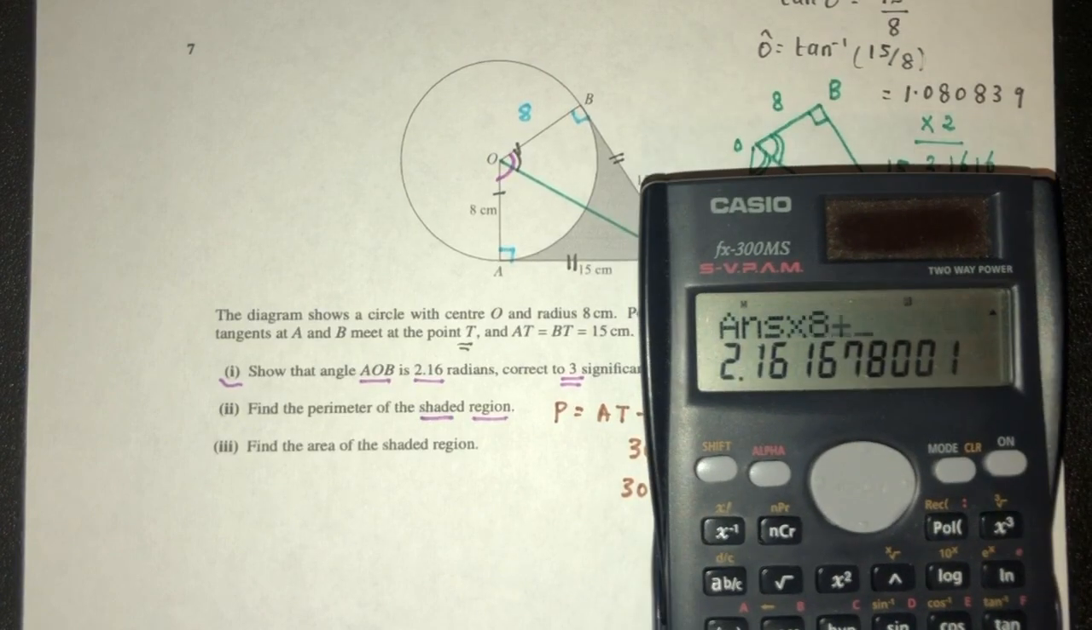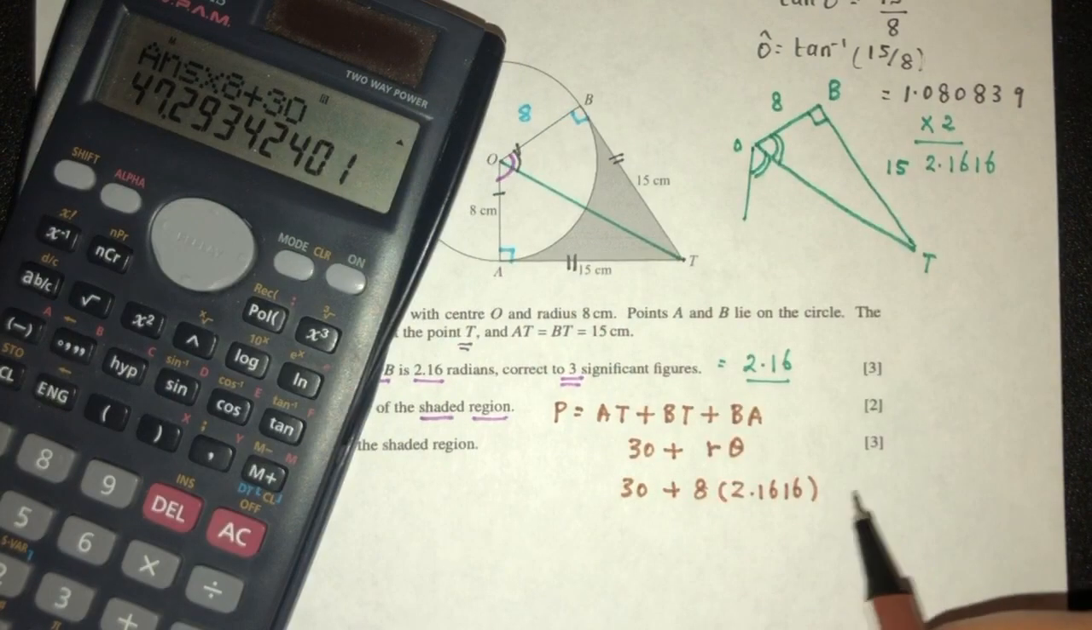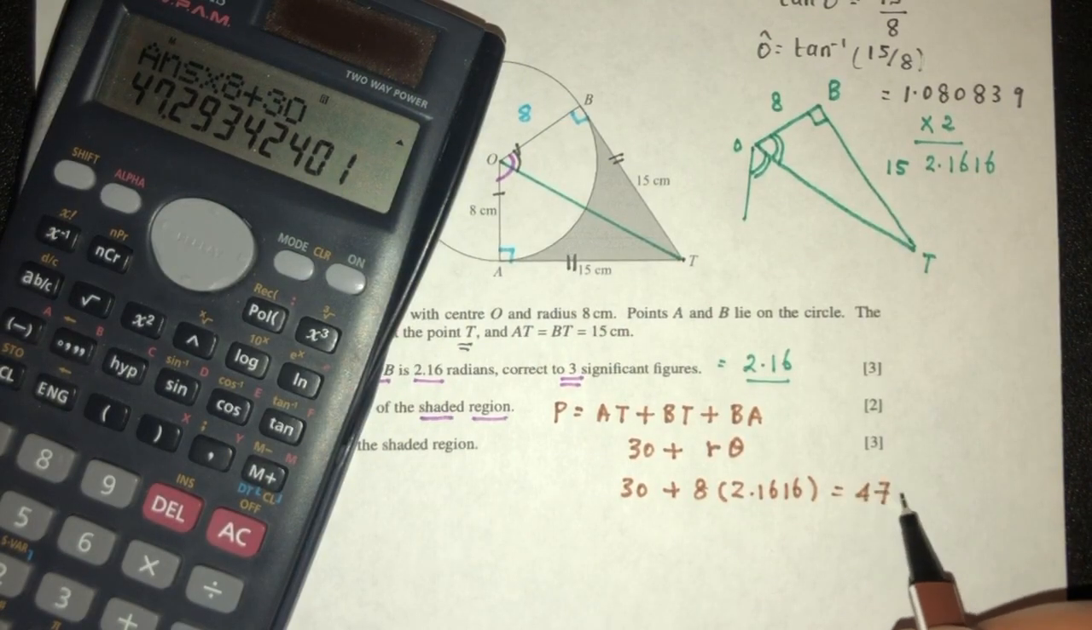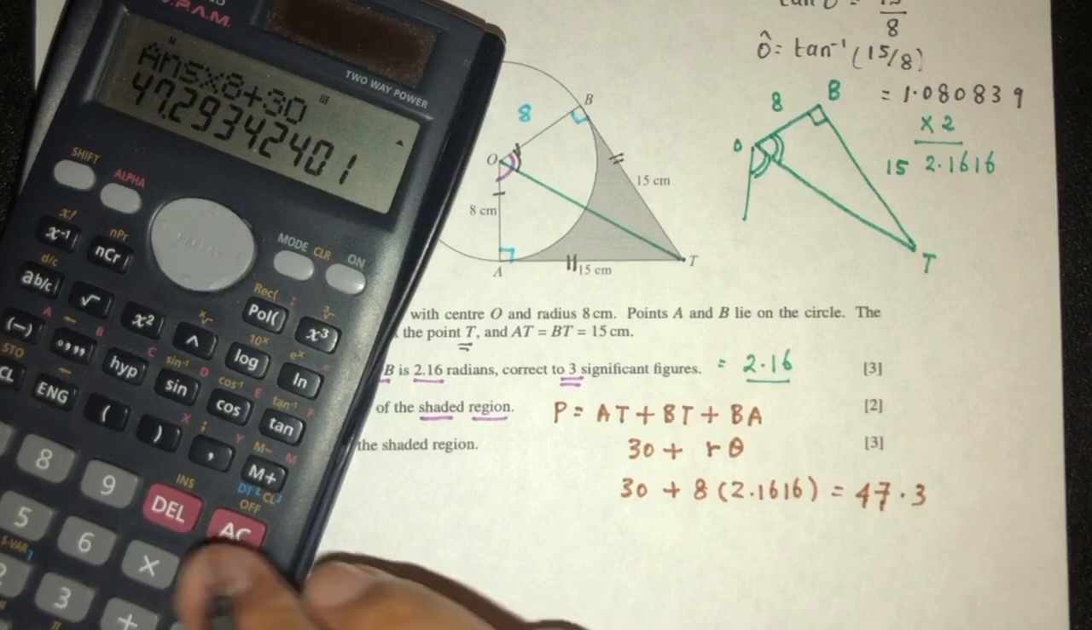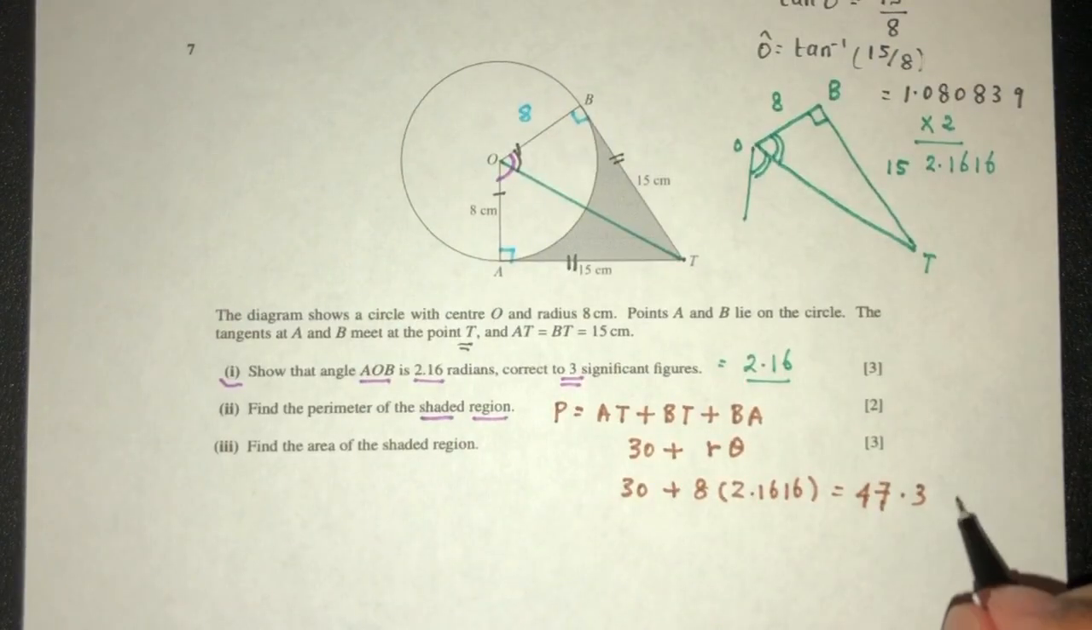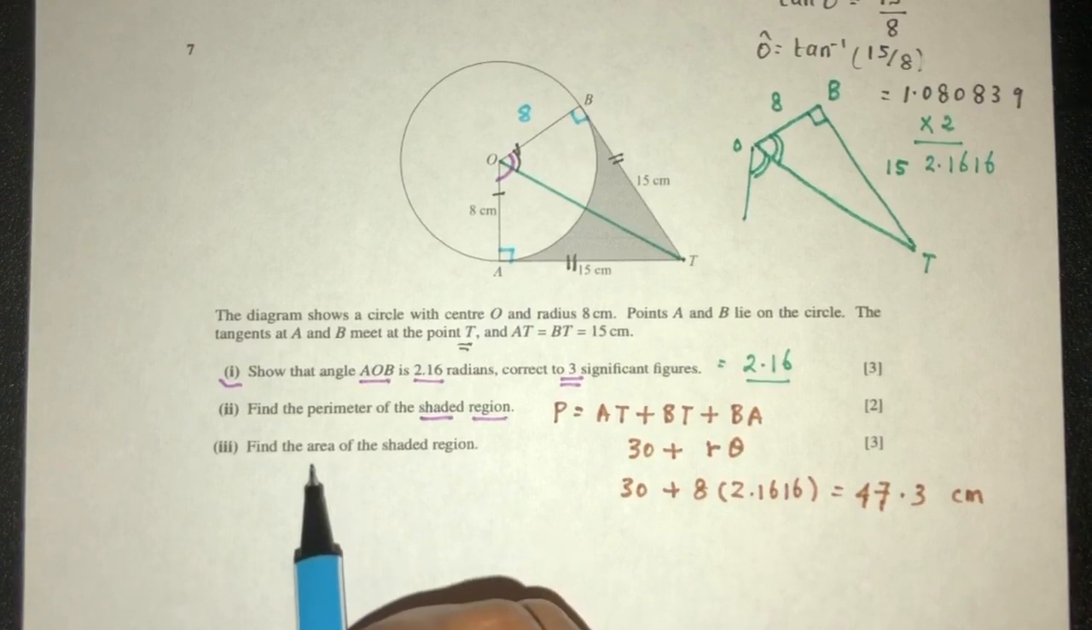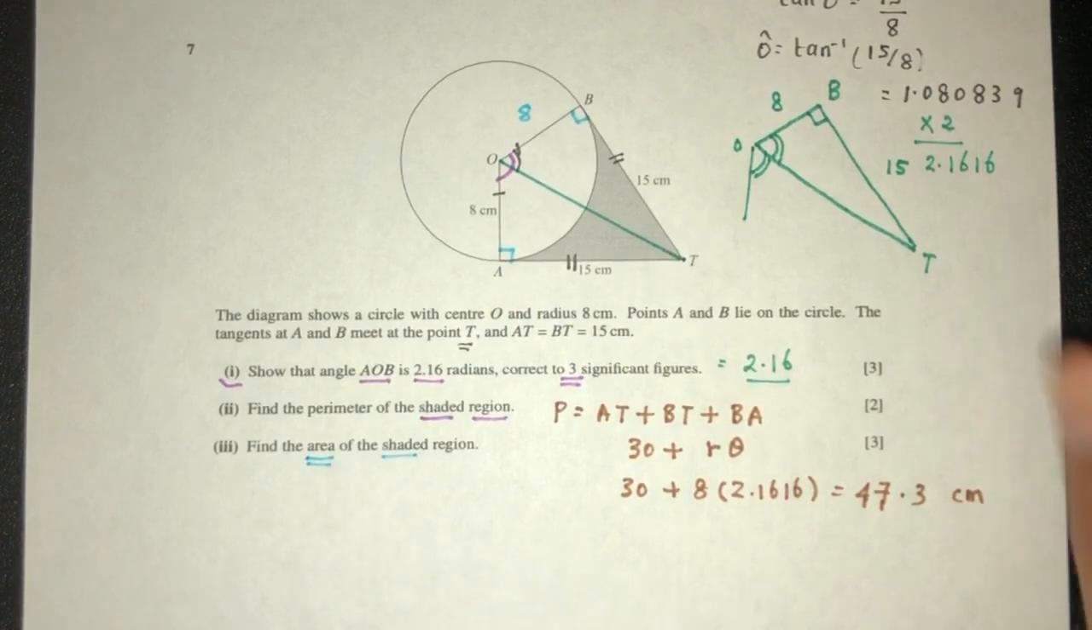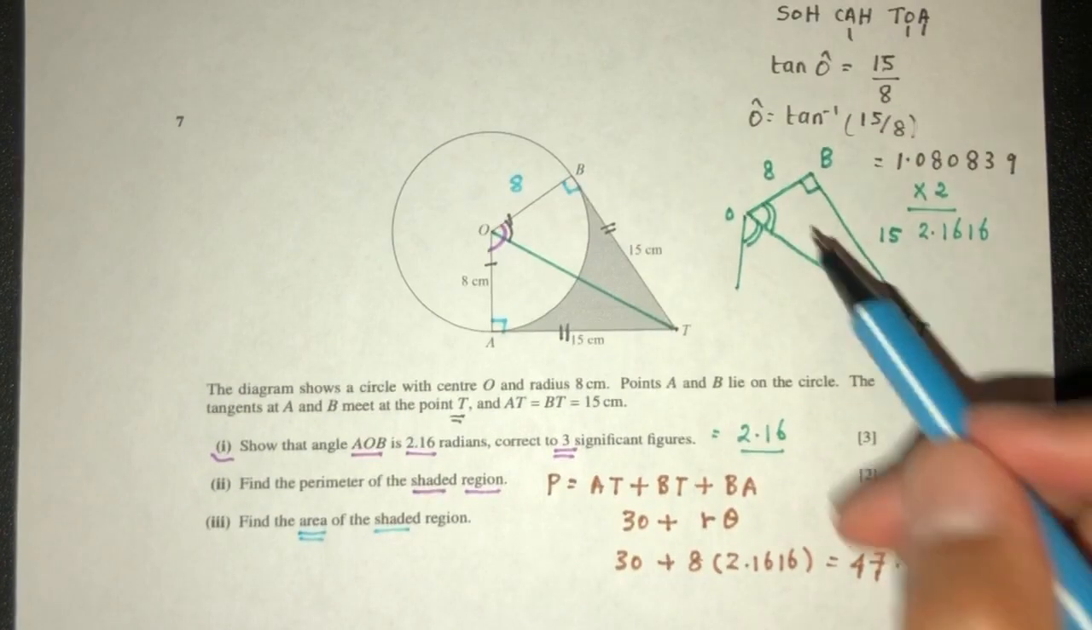This times 8 plus 30. That should be 47.3, correct to 3SF. Of course, you have to write centimeters over here. Now finally, if you want to find the area of the region, we can just use this one, for example.